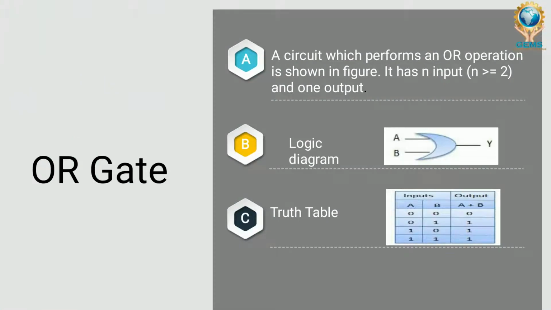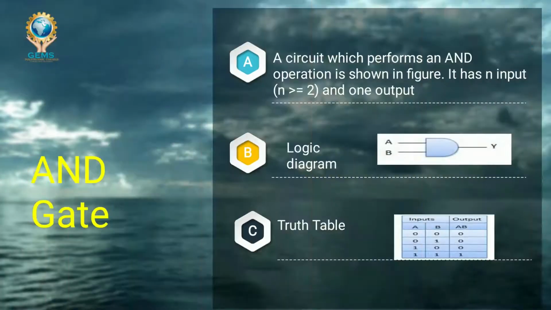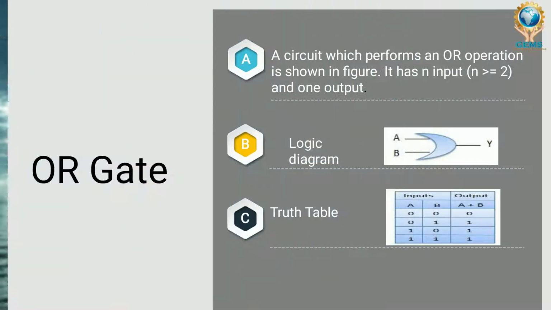Let's talk about the OR gate. What you are observing here is an OR gate. The AND gate diagram is different. Just observe here, the AND gate diagram is different. The OR gate diagram has a little bit of variation compared to the AND gate. The AND gate and OR gate are both different, diagram-wise as well as in the truth table.